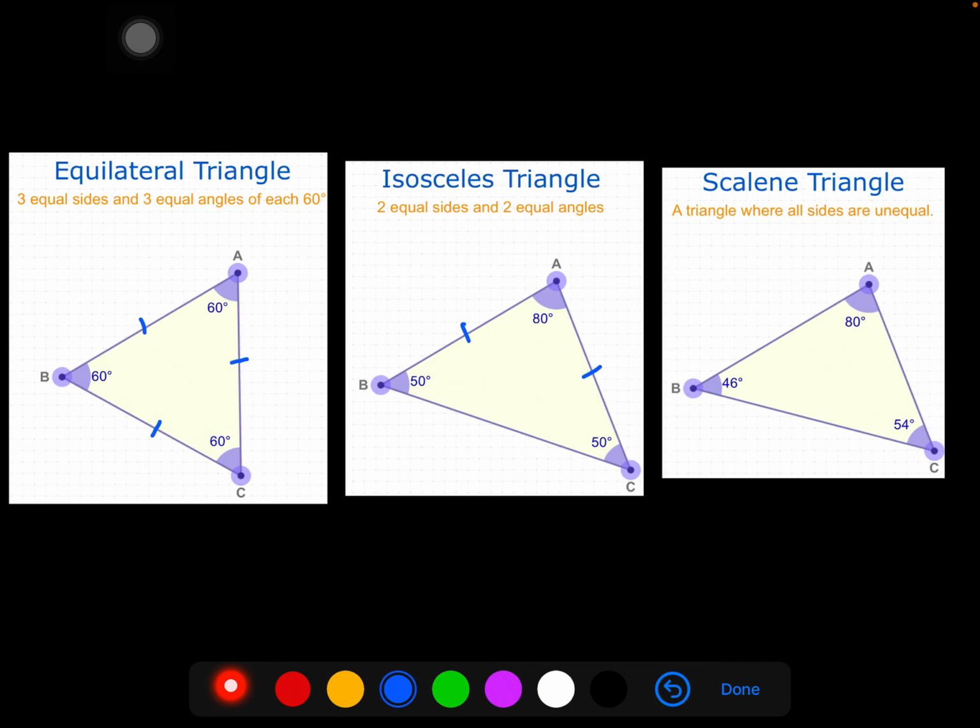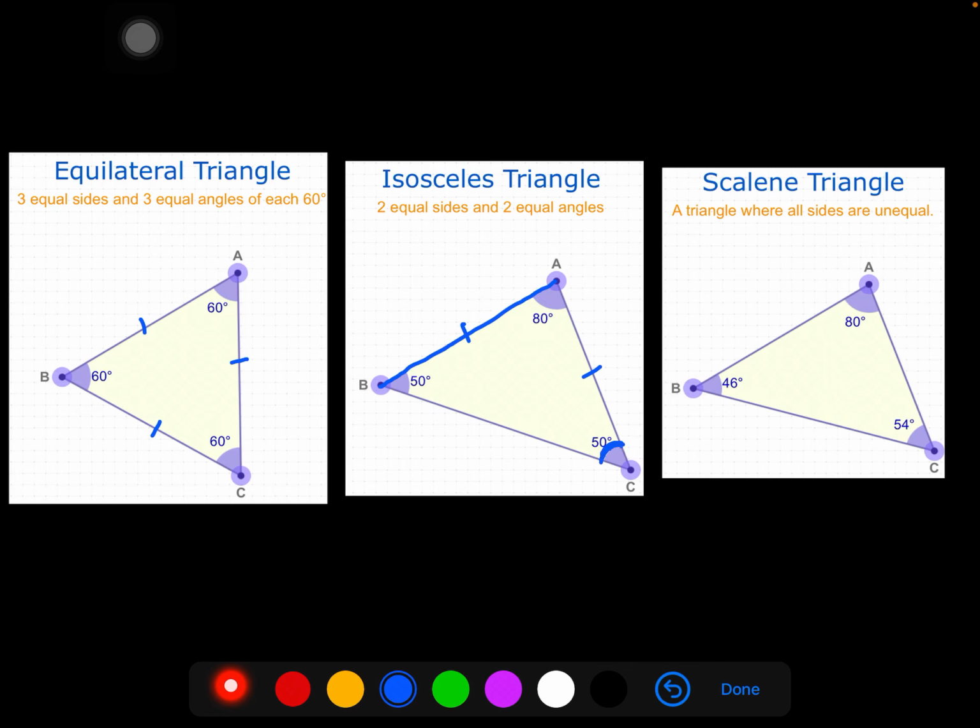We also have the isosceles triangle. Isosceles triangles have two equal sides. So side AB is the same as side AC. Now, it also follows that the angles opposite to those equal sides are also equal. Meaning to say, for side AB, the opposite angle is the angle ACB. That's 50 degrees.